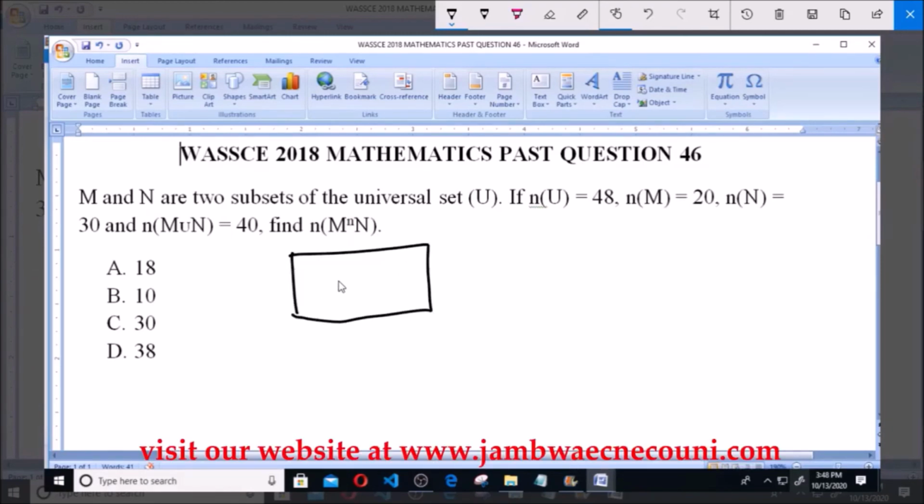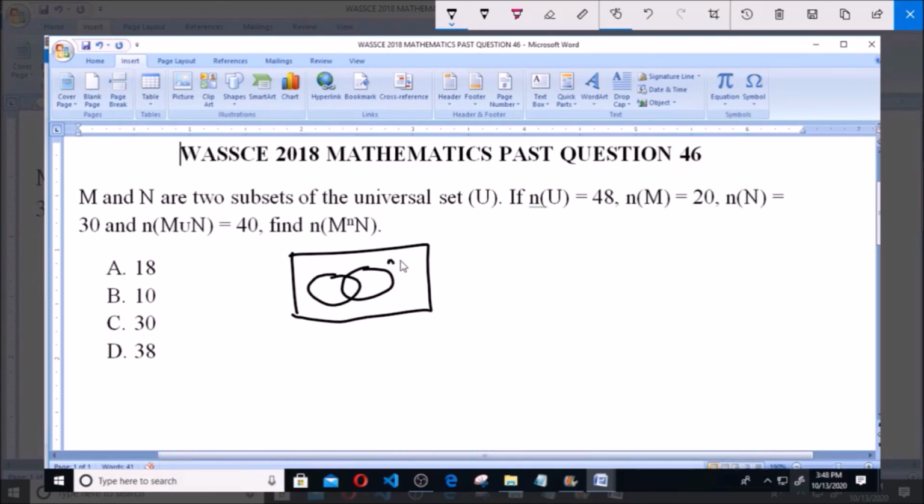So we have subset M and subset N. Let's call this subset N, and this is subset M, and this is equal to 20, while this is equal to 30. Now the universal set U is equal to 48. Now this is M intersect N. This X is where subset M intersects with subset N. So that means here will be 20 minus X, and here will be 30 minus X.